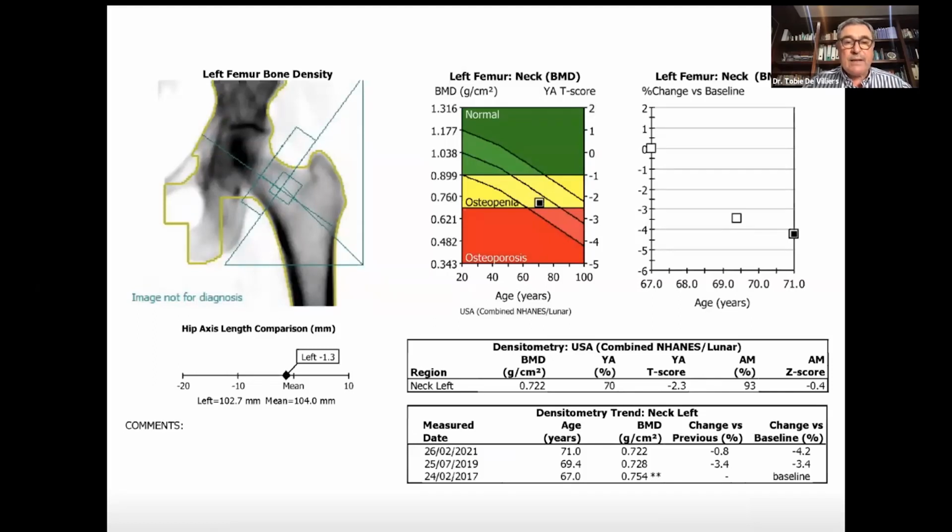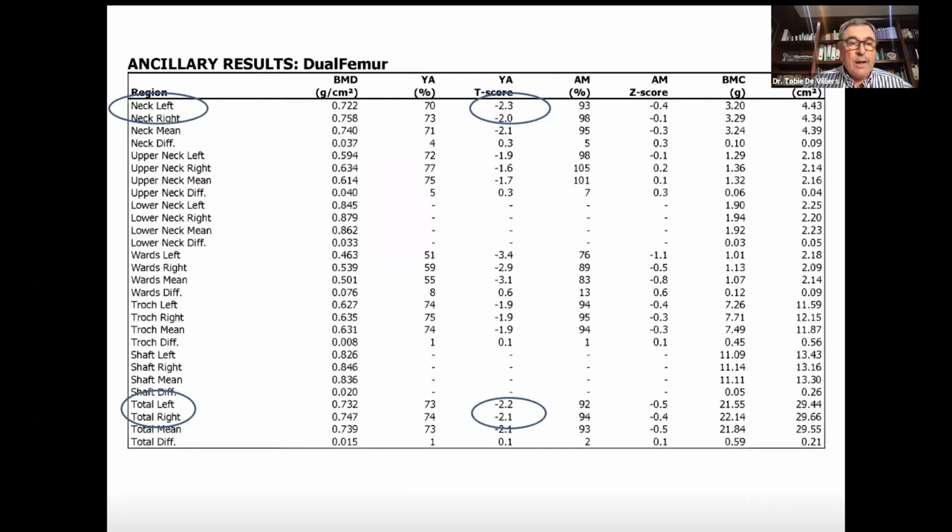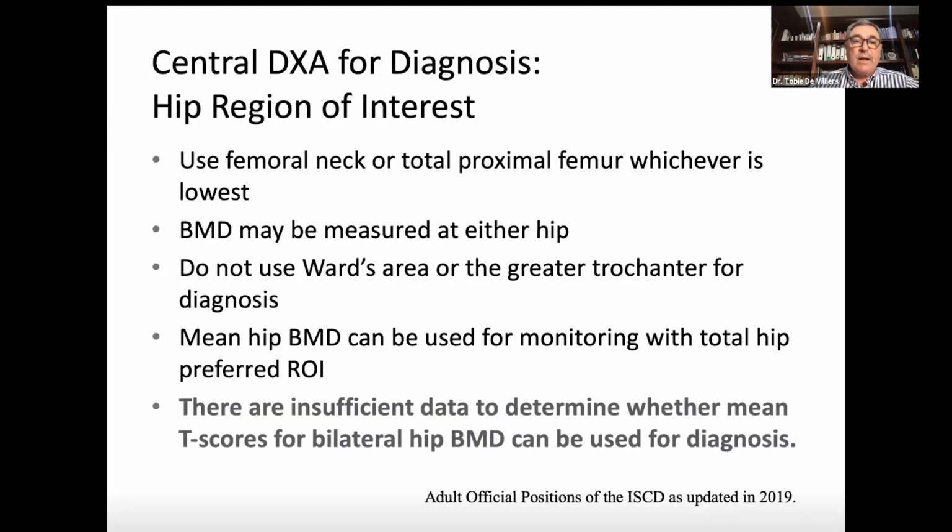And also very important is that on your ancillary report, there will be some funny ones like the troch left and right, and also wards and left and right. Now, we don't use those individually to make a diagnosis. It is only the neck or the total femur that is used. So you see here right and left. So it may be measured at either hip. So it doesn't really matter, but we do not combine the two and take the average. Sometimes people do that in comparison, but I would not encourage that.